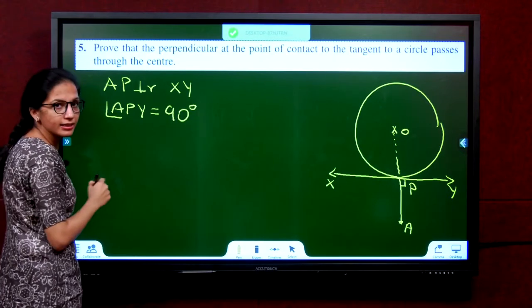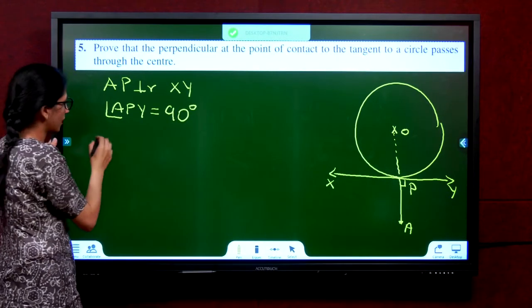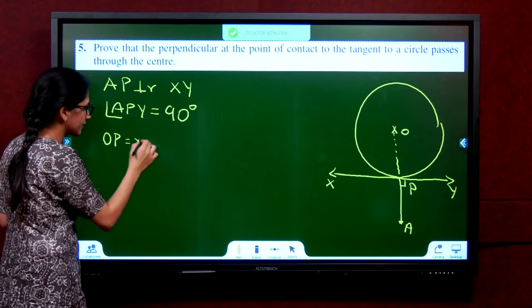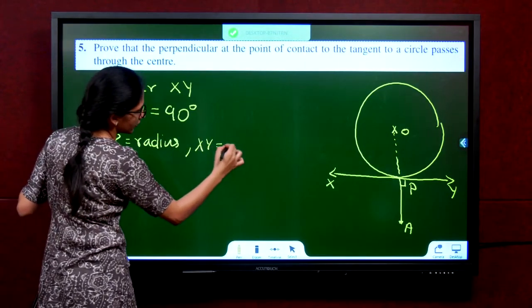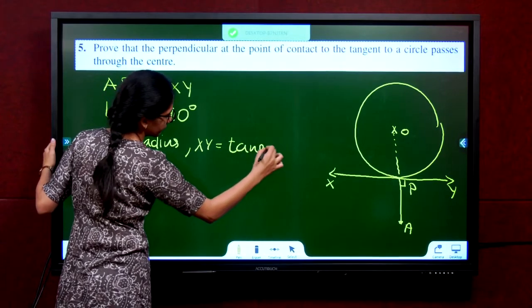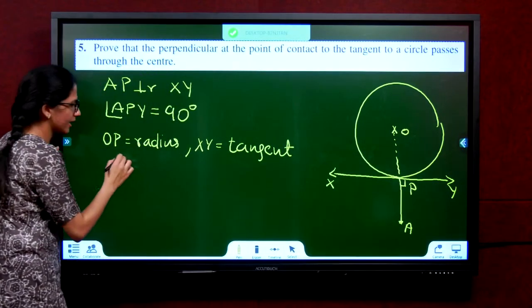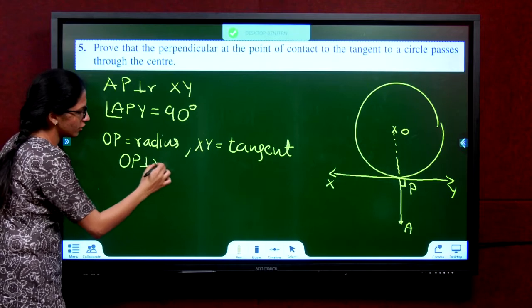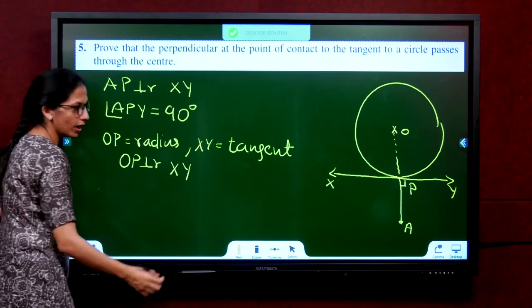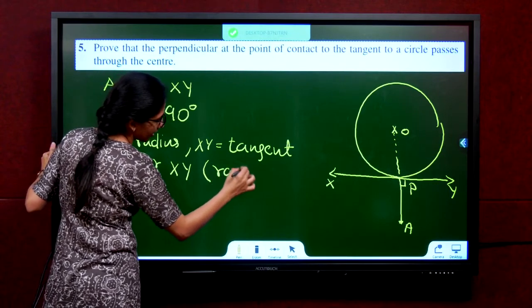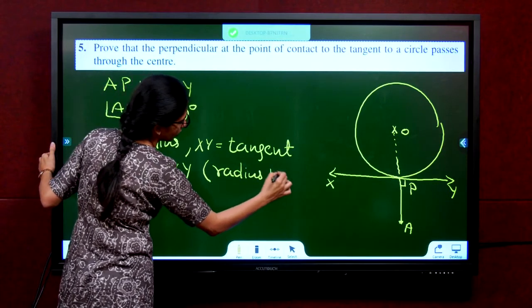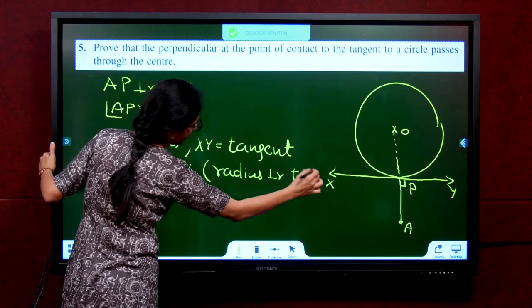Angle APY is 90 degrees. Now, OP is the radius. XY is the tangent. Can I say OP is perpendicular to XY? Why? Because radius is perpendicular to tangent. We learnt it in Theorem 6.1.